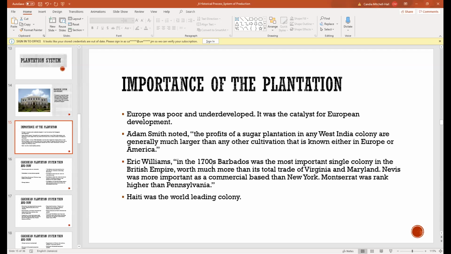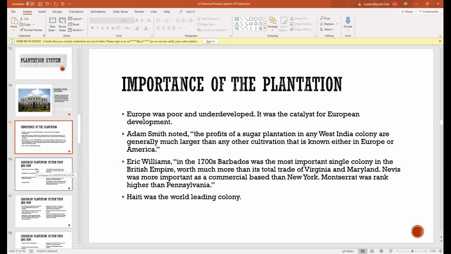Her trade was one of the largest out of all the colonies, including the North American colonies. The same thing with Nevis. Everybody knows that Nevis is very small. Same thing with Montserrat, very small. But even Montserrat was ranked higher than Pennsylvania. And so what this is telling you is that the plantation was very, very important to European development.